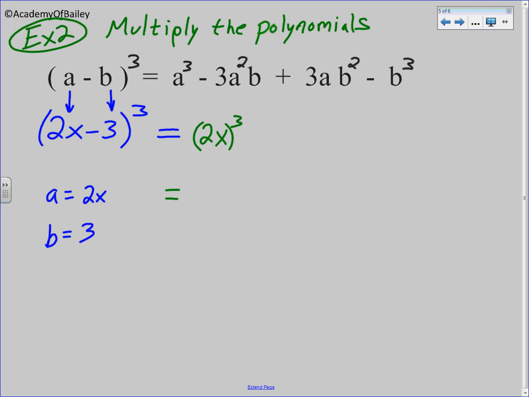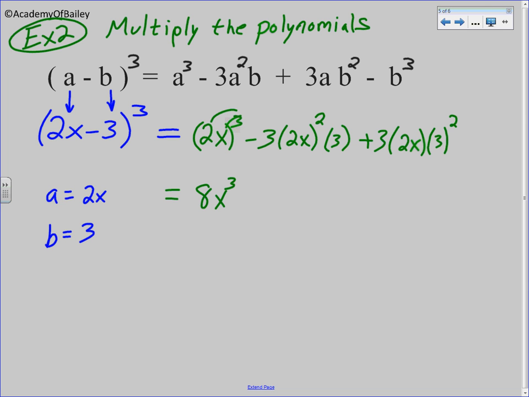And this will eventually give us 8x cubed, which is a lot different than 2x. So every time you see the a, you want to put 2x in parentheses. Anytime you see b, you want to put a 3. And I think we have everything substituted.